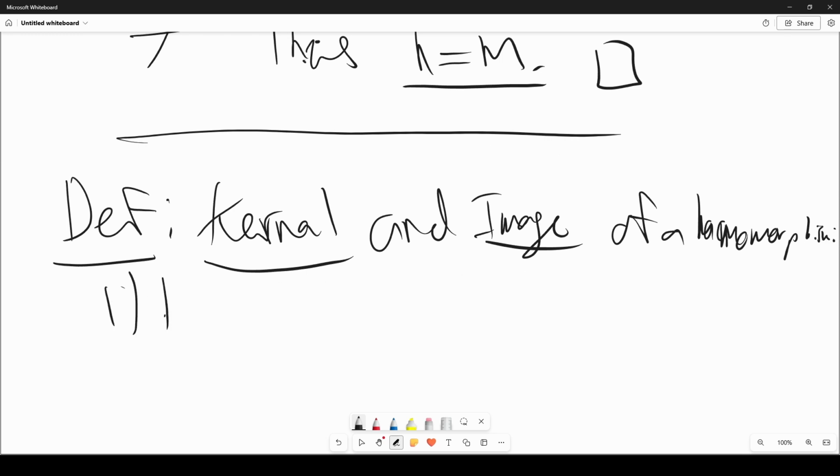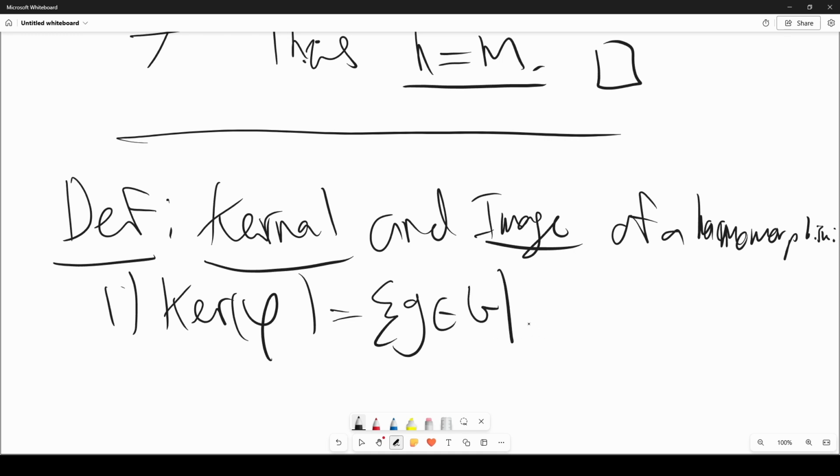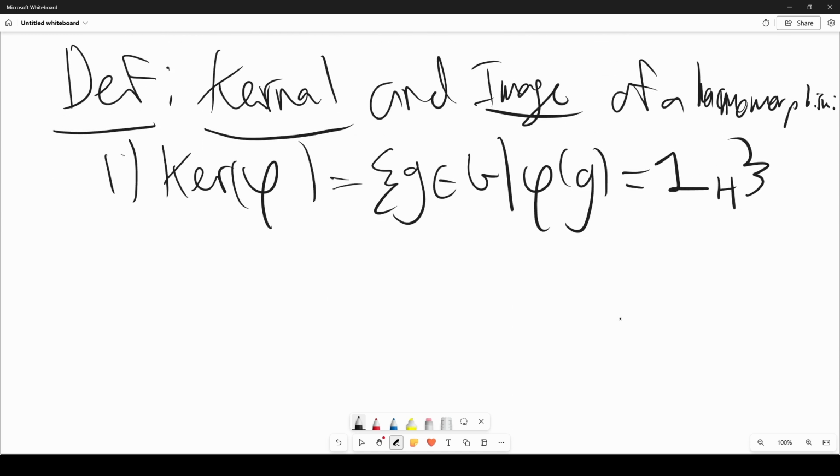First is that the kernel of phi, where phi is the homomorphism, and let's say phi is going from G to H, are all those elements g in G such that phi of g equals 1 sub H. If you remember from linear algebra, the kernel was defined as all those elements that get sent to 0. In this case, we can think of the identity as our 0. So it's all the things that get sent to the identity.